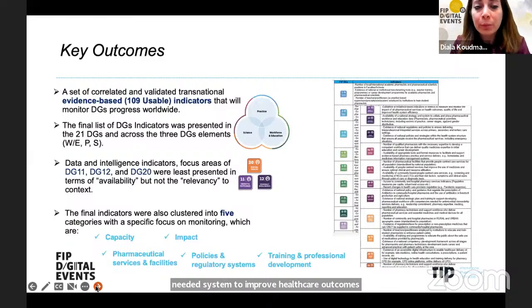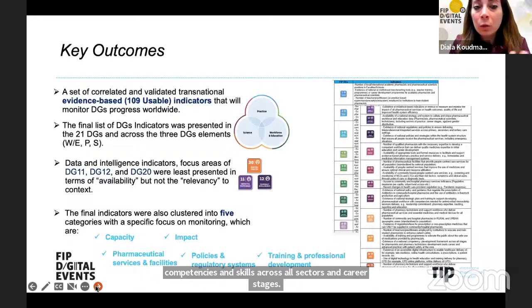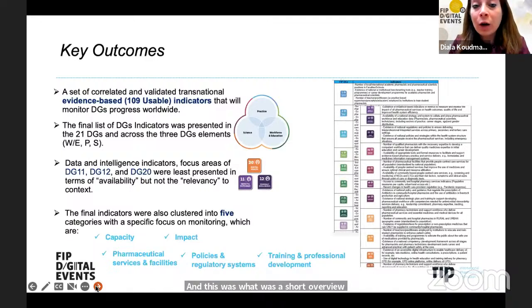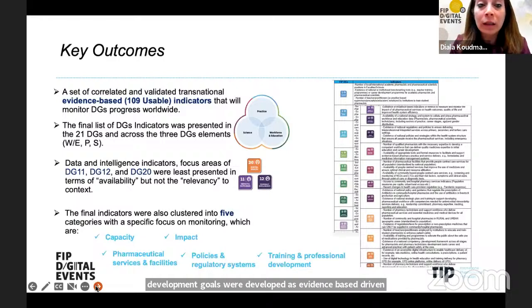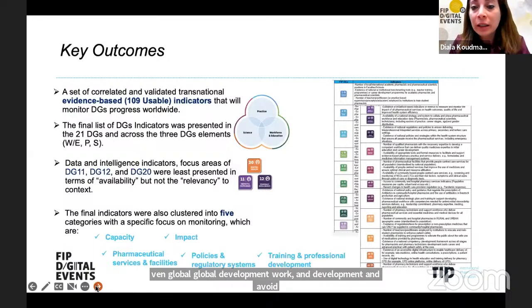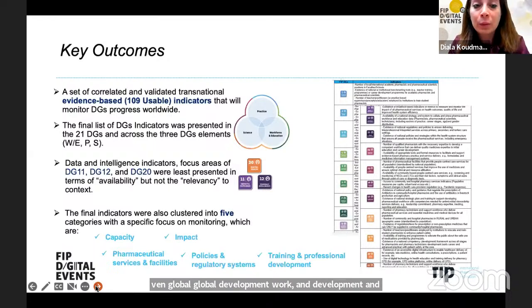Finally, we have training and professional development goals type indicators, which focus on developing competencies and skills across all sectors and career stages. And this was a short overview of how the global FIP development goals were developed as an evidence-based, driven global developmental work using research methods to support tracking progress toward the FIP development goals.